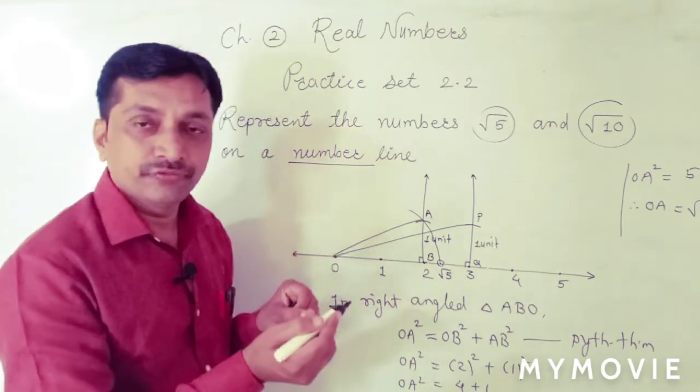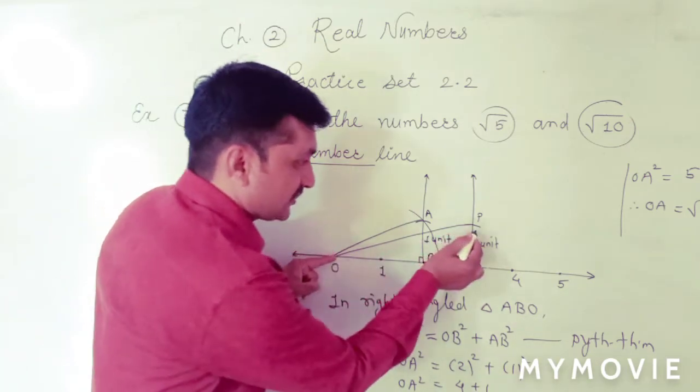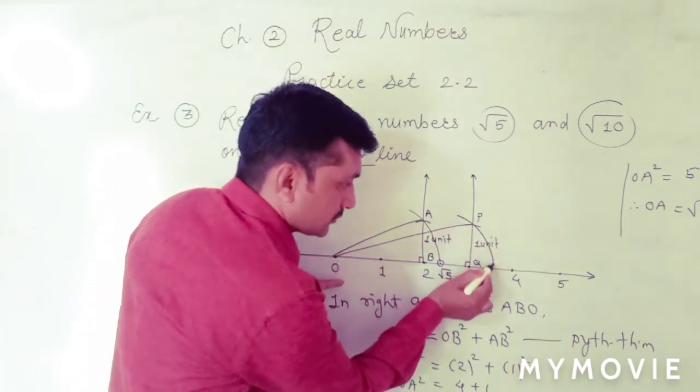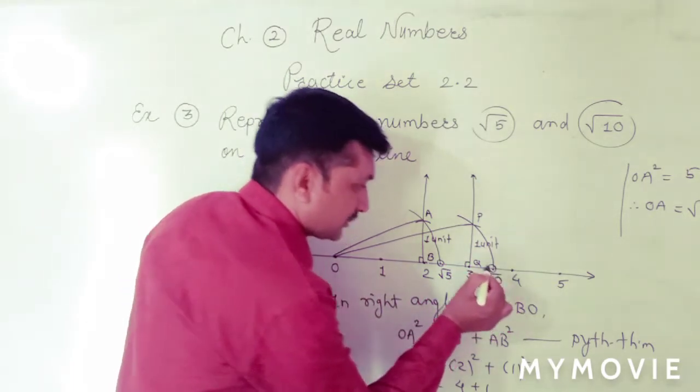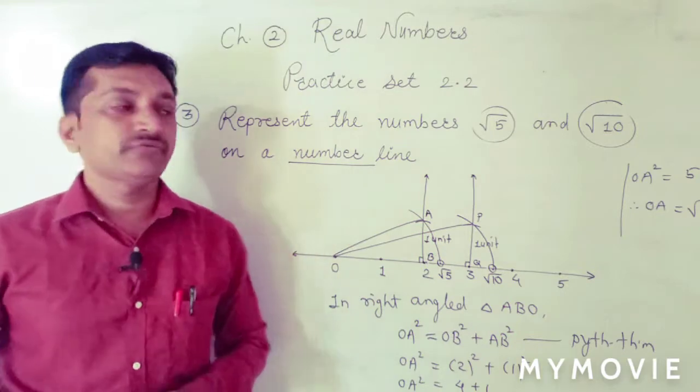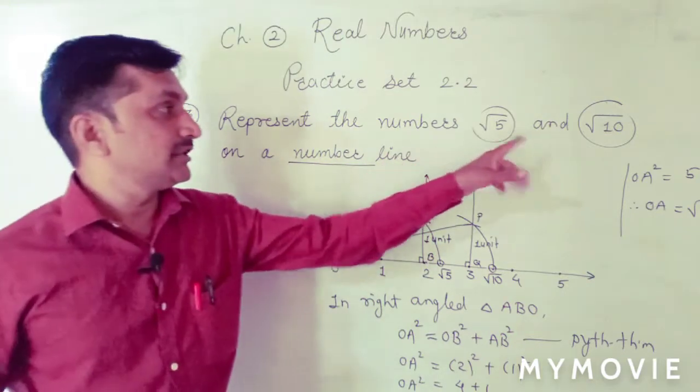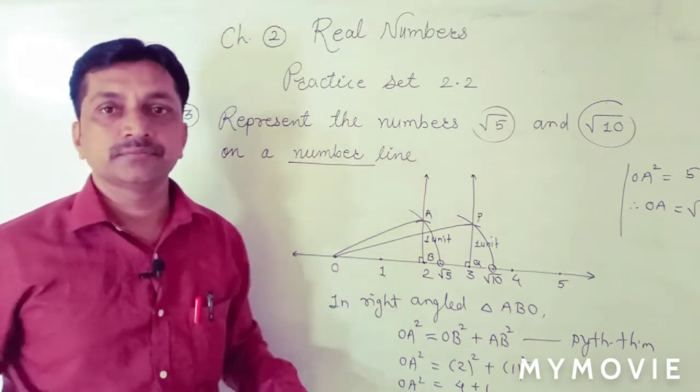Again, iron tip of rounder you put on O, pencil tip on P, and draw arc. This number you get square root of 10. In this way we can represent irrational number on a number line.